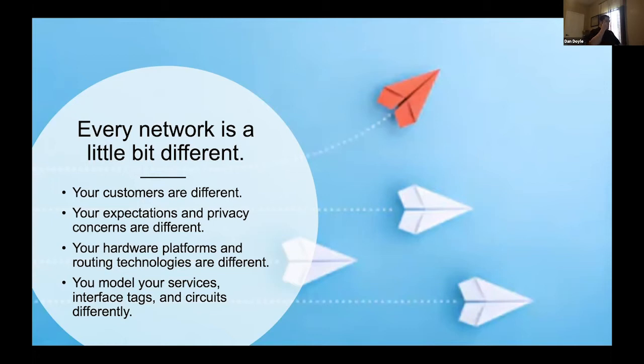And Grover talked a little bit earlier about modeling data with services and things in the database, and I think you're going to hear that as a repeated pattern. But one of the things that we've noticed too is that you model your services differently. The interface tags are all different. The circuits are labeled differently. So when I said every network is a little bit different, maybe they're more than a little bit different, but the high level concepts are all still the same.